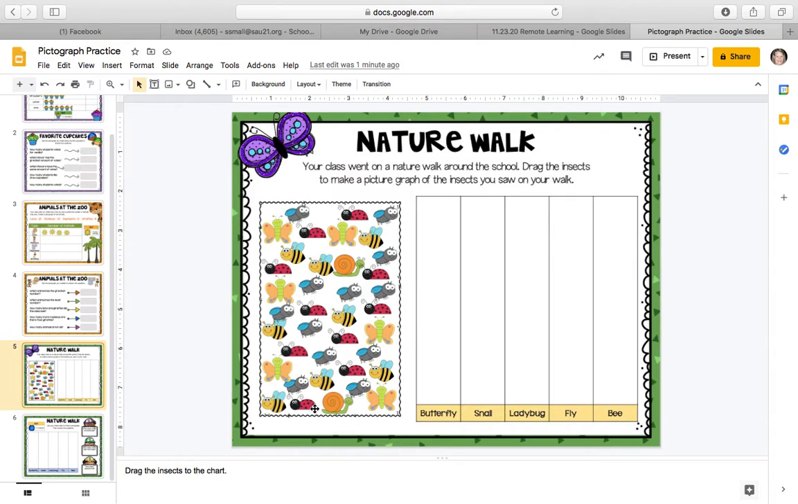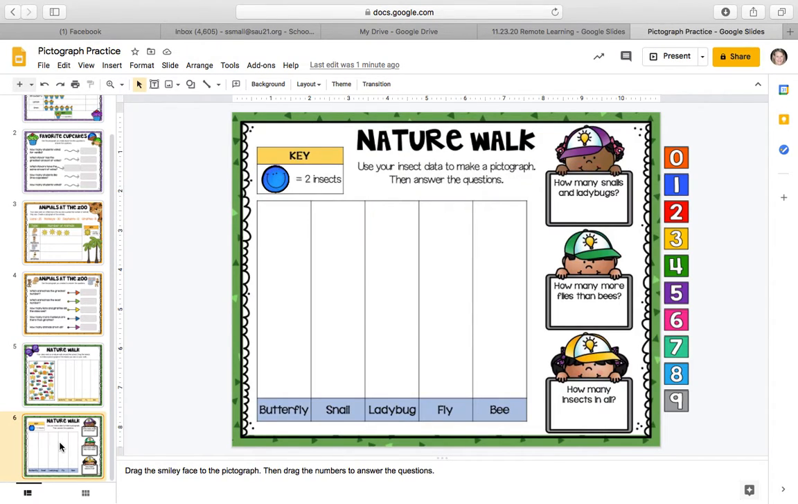Okay, so let's pretend I have 8 butterflies. I don't think I have 8 butterflies, but let's pretend we do. Then we would count by 2s until we get to 8 to figure out how many smiley face symbols we would need. So if it was 8 butterflies, we'd count 2, 4, 6, 8. I have 4 fingers up, so I would put 4 smiley faces in the butterfly category. Once I've completed my whole pictograph, I would then answer these 3 questions using the numbers.